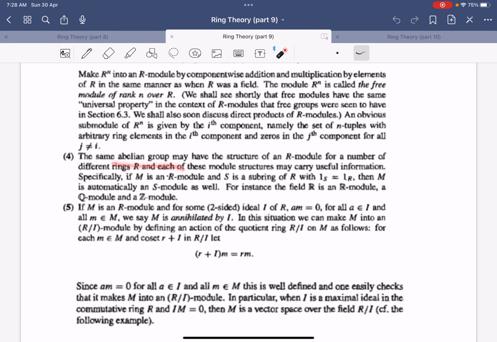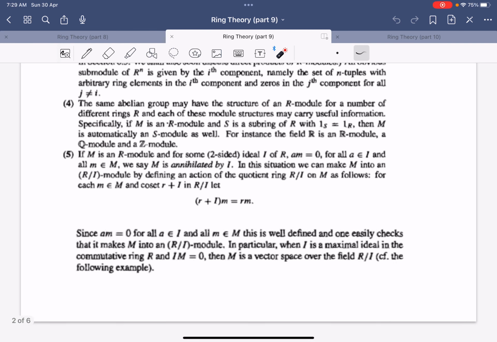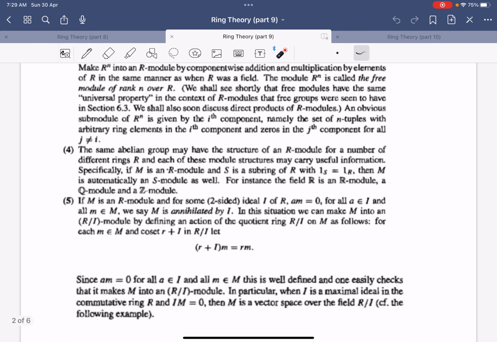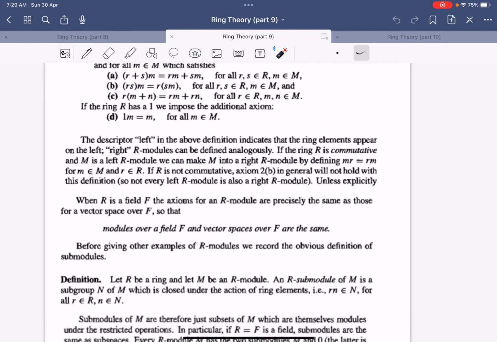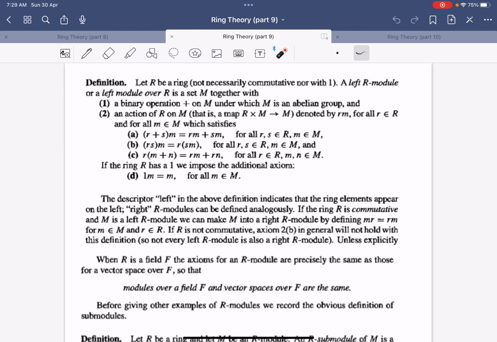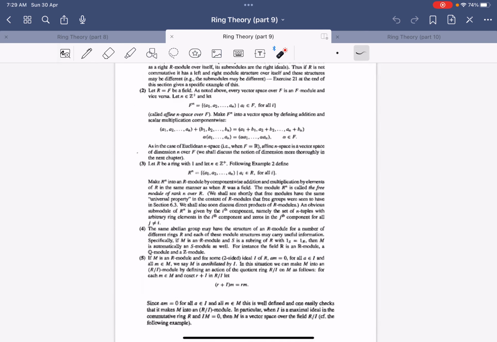And the same abelian group may have a structure of an R module for different types of R as well. So for instance, the field of reals is an R module, a Q module, and a Z module. And one more thing to note is that every abelian group is a Z module. So in this sense, because we already start off with an abelian group, all our R modules are also Z modules, where Z is the integers.